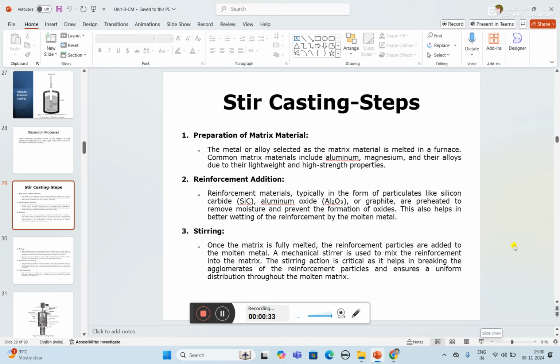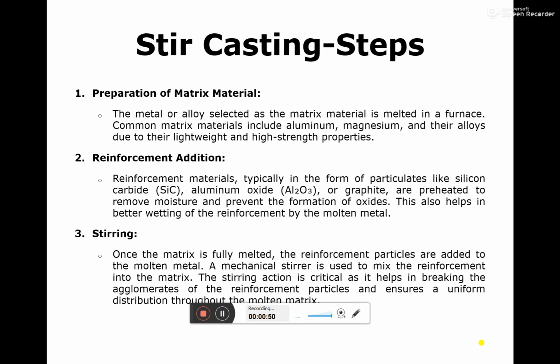In the previous classes, I discussed the different properties related to metal matrix composites, their advantages and disadvantages. Today I am going to discuss the stir casting process.